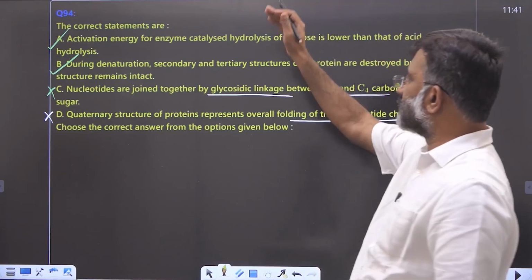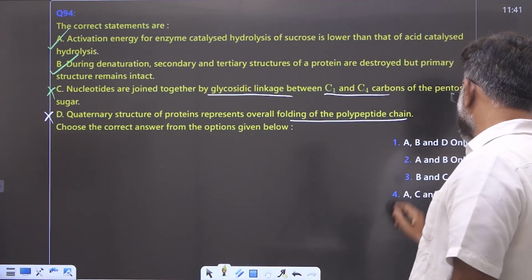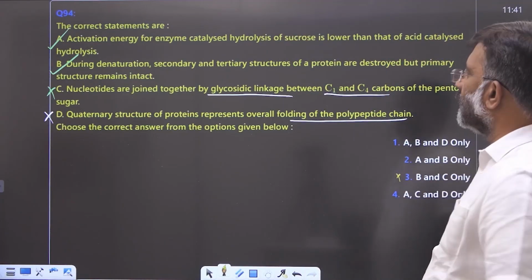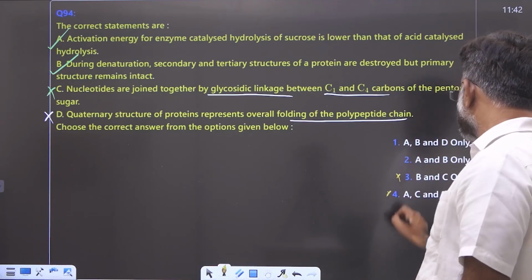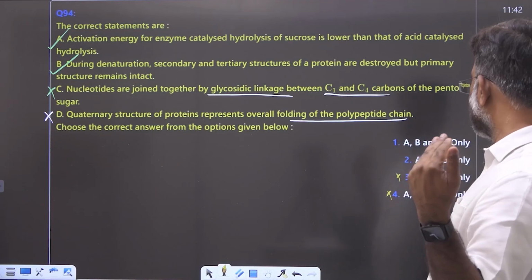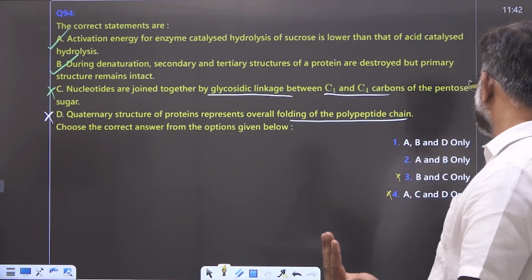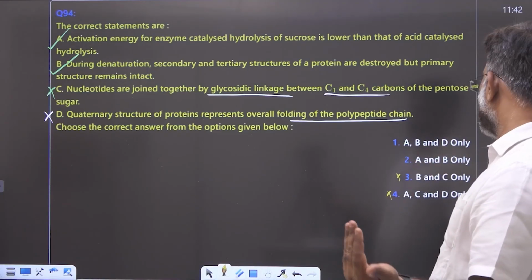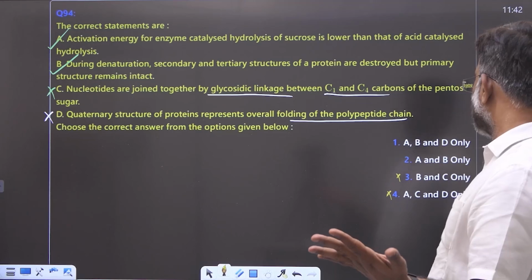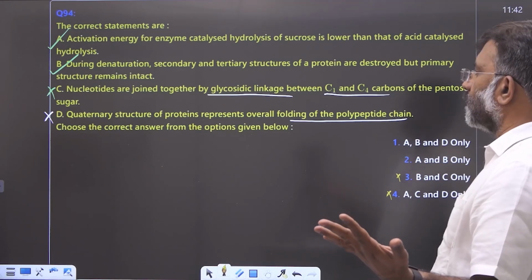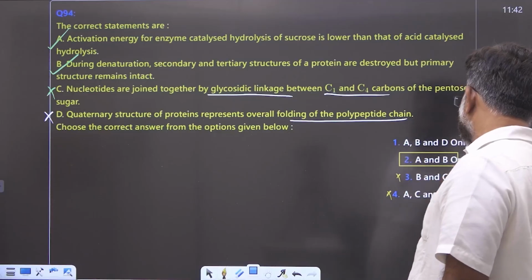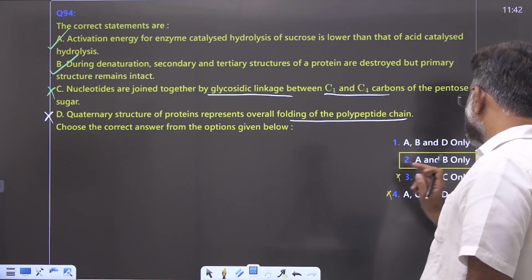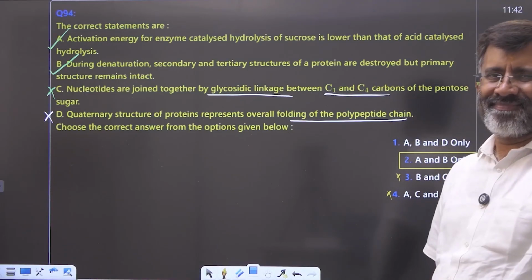Getting the first statement, this is out. Getting the second statement, this is out. And getting the third statement, we don't get the answer. Fourth statement, analyzing all the statements, you get the answer, no doubt. Answer is A and B. Okay.